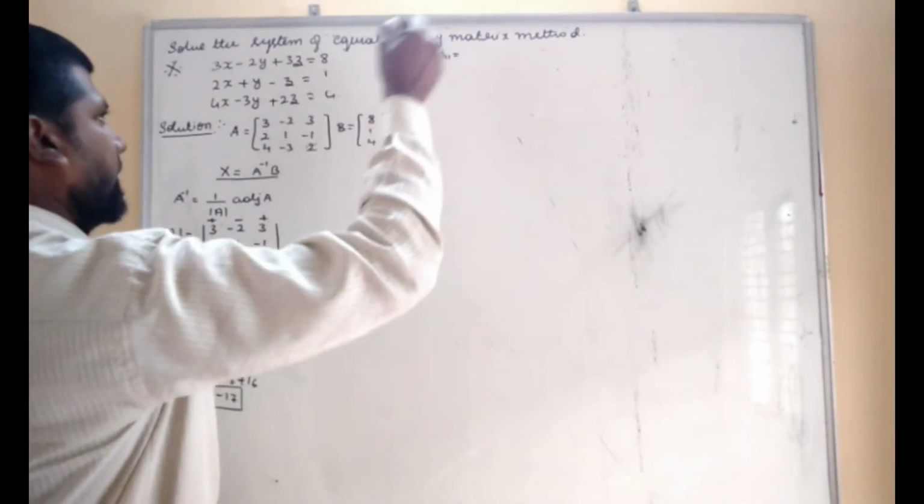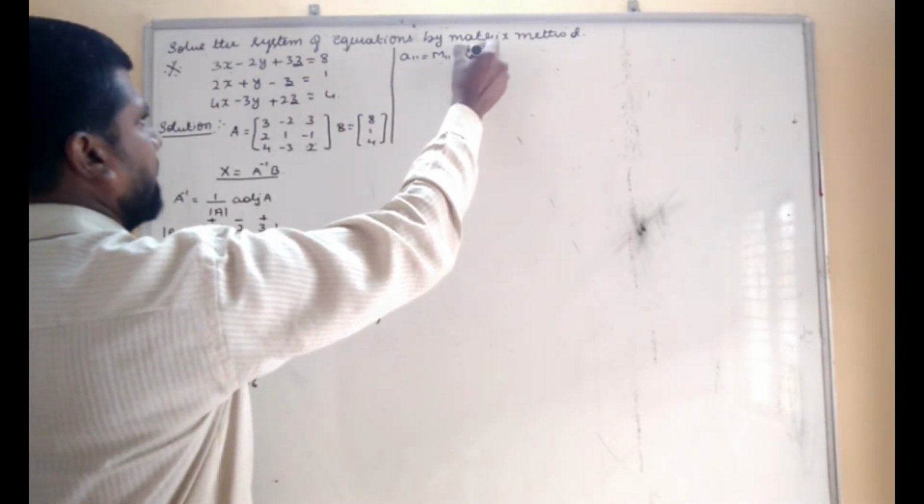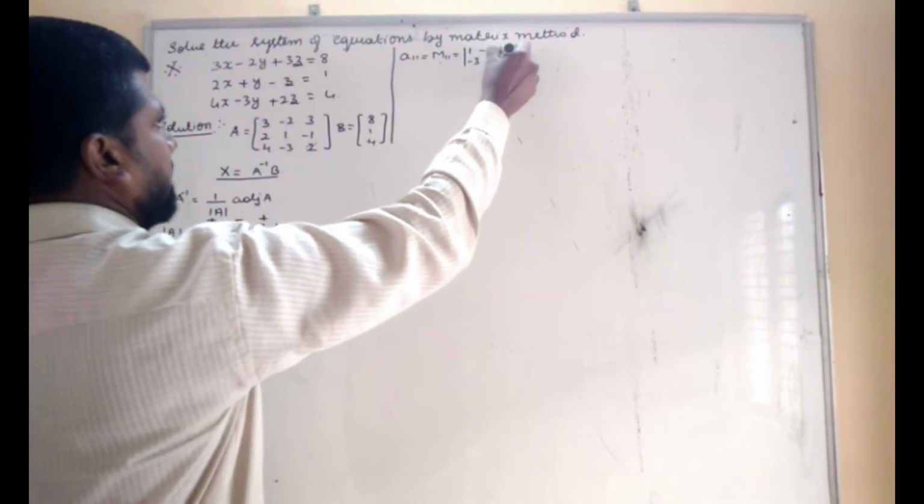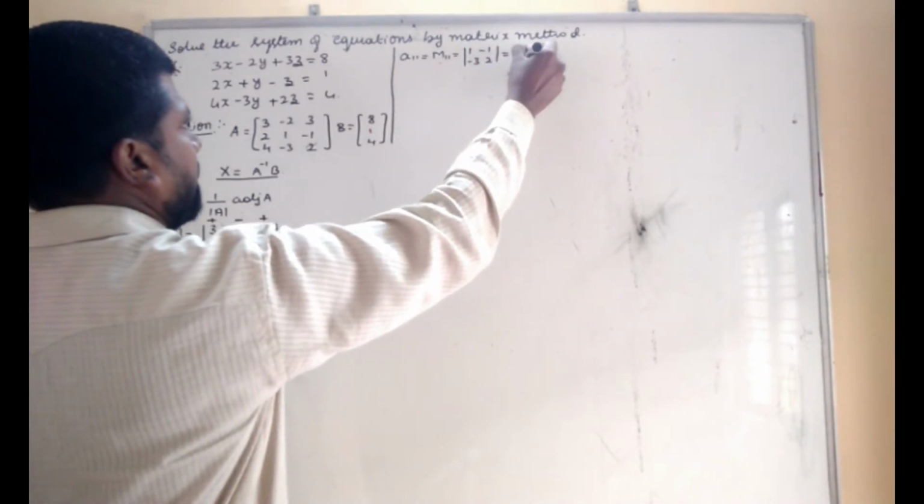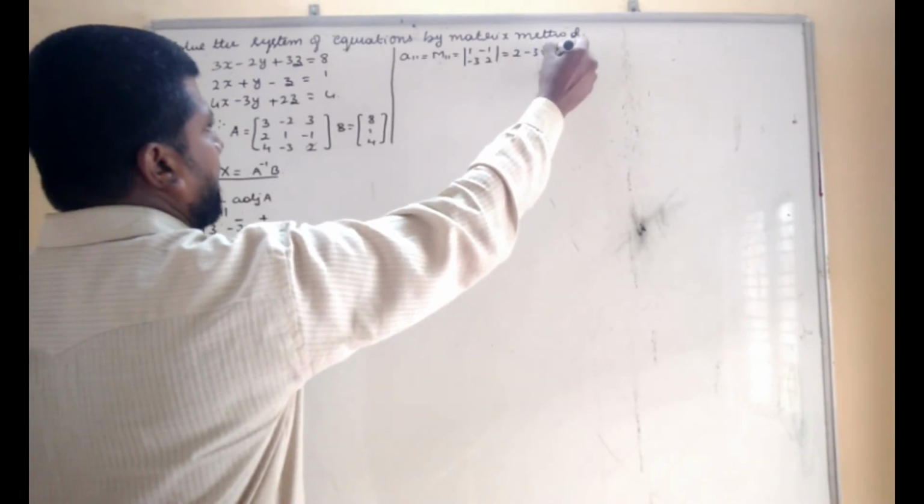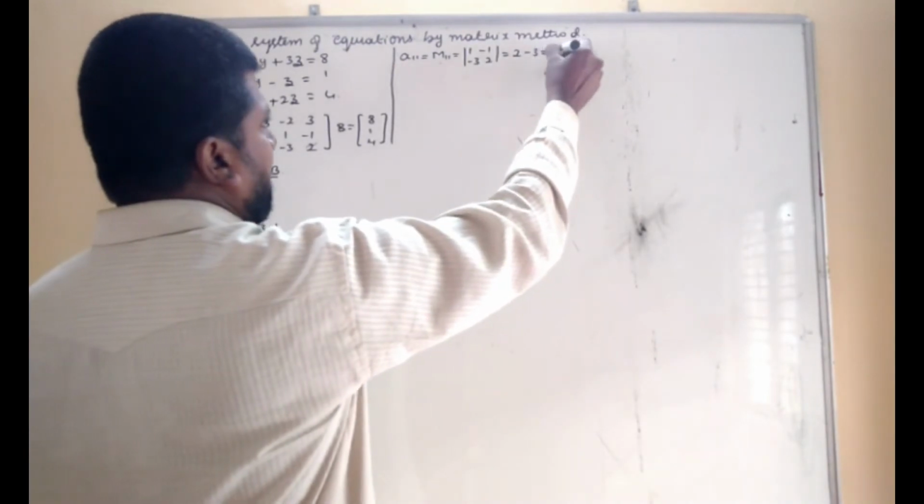So here M11 lies in the first row and the first column. 1 minus 1 minus 3 2. Then that is equal to 2 minus 3, that is equal to, you are getting what? You are getting minus 1.